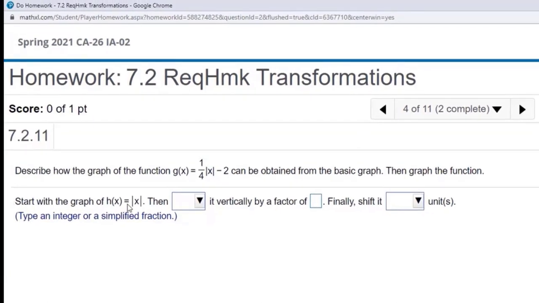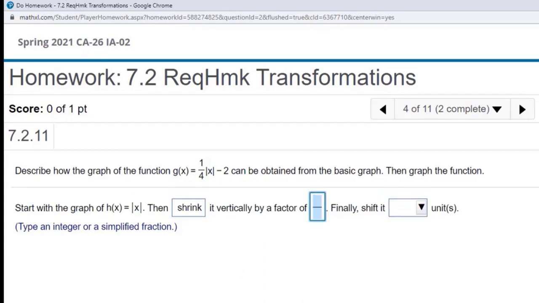Start with the graph of h of x equals the absolute value of x. Then shrink it because 1/4 is a number between 0 and 1. Shrink it vertically by a factor of a fraction. Or I guess, no, I don't guess you need a fraction, do you? You could just go 1/4. But 1.